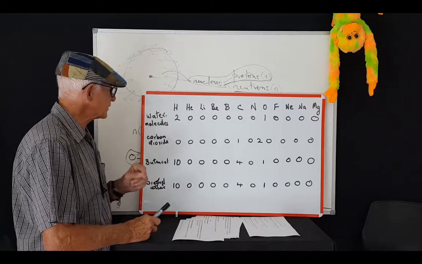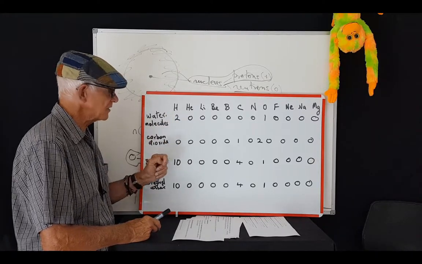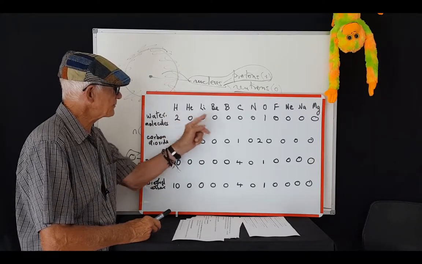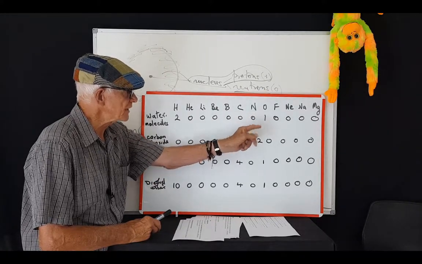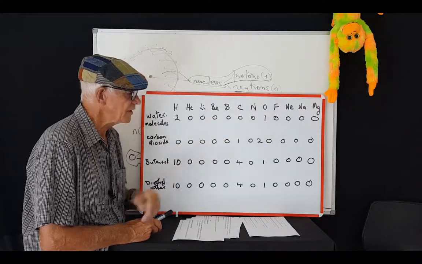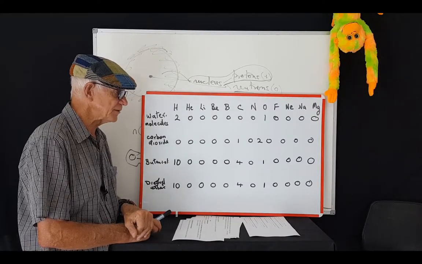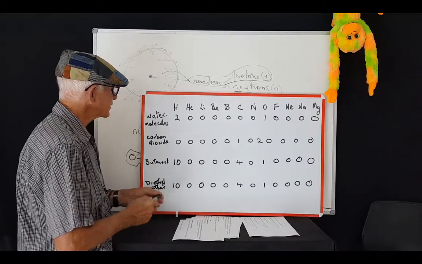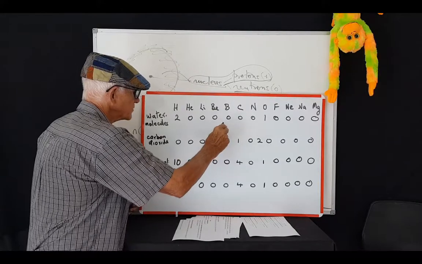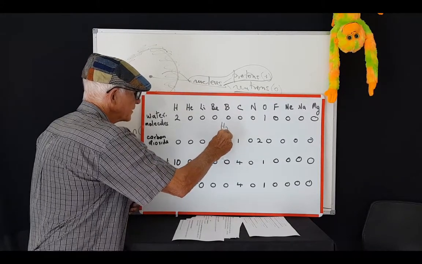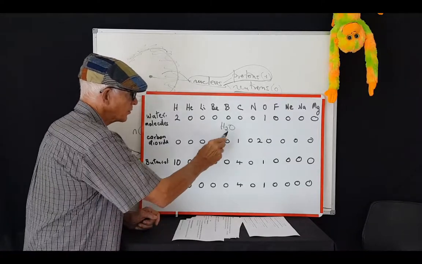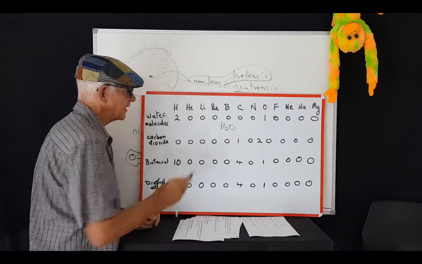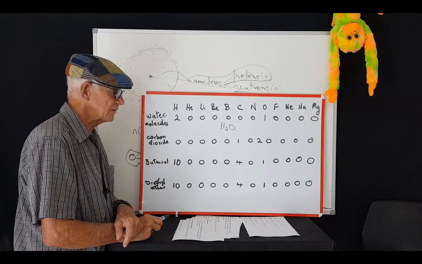Every molecule of water has 2 atoms of hydrogen, none of helium, none of lithium, none of beryllium, none of boron, none of carbon, none of nitrogen, 1 of oxygen, none of fluorine, none of neon, none of sodium, and none of magnesium. Every molecule contains 2 hydrogens and 1 oxygen, which is why we write its formula as H2O, where O with no prefix signifies 1.